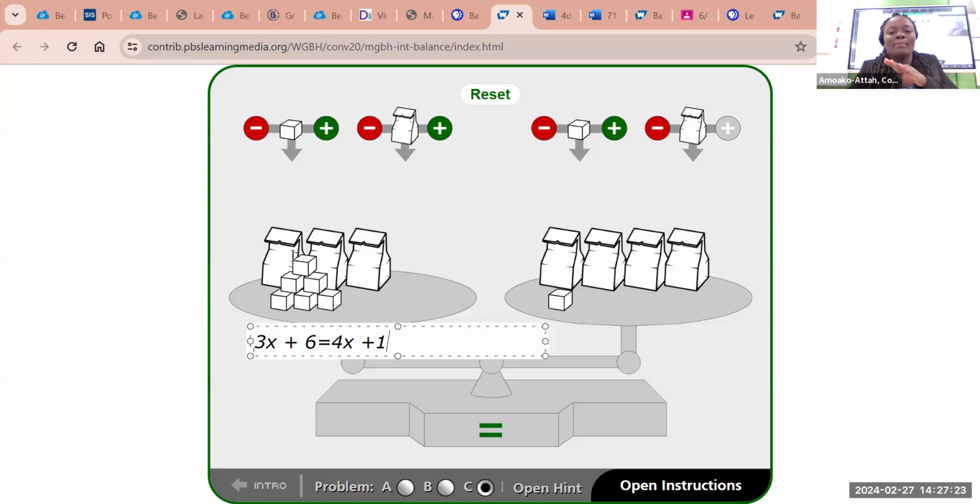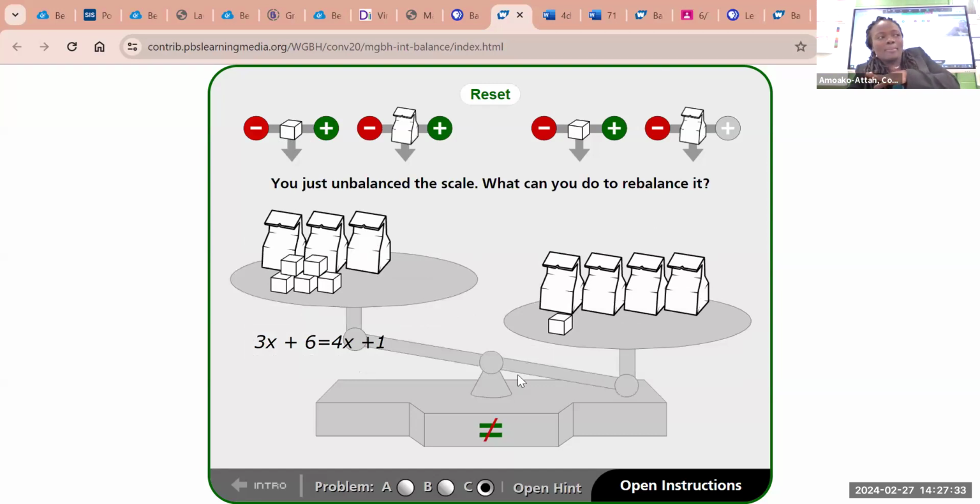We can make it unbalanced by either taking a bag or a cube from the scale. So if I take out a block, it makes the scale unbalanced. So this one is unbalanced. So we have to do something to make the scale balanced, right? Good. So this scale is now unbalanced because we have taken a block from it.